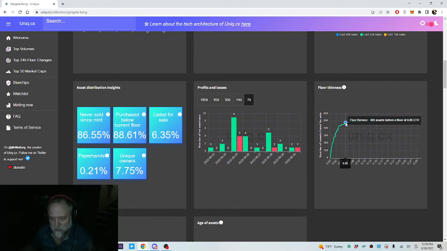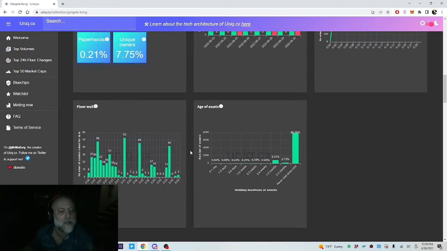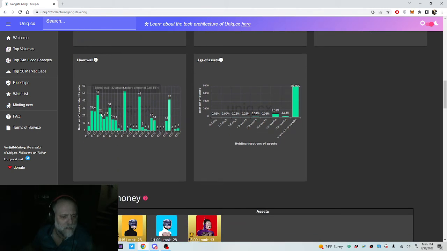There's 500 out of the 10,000 that are below 0.05. We had it up at 0.06 at one point before a whole bunch of people decided to trash our floor. The floor walls, same thing. Check them out. Everything's up.